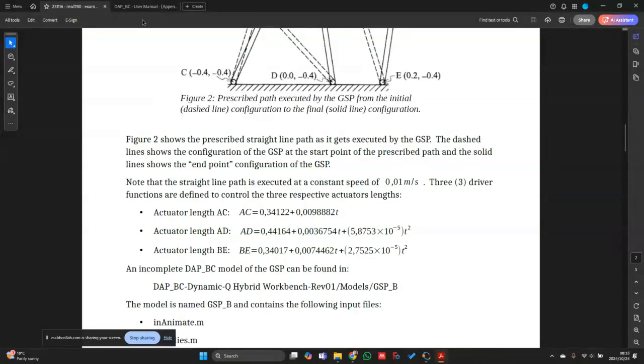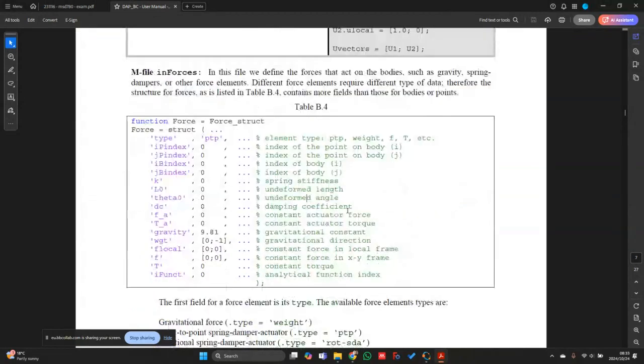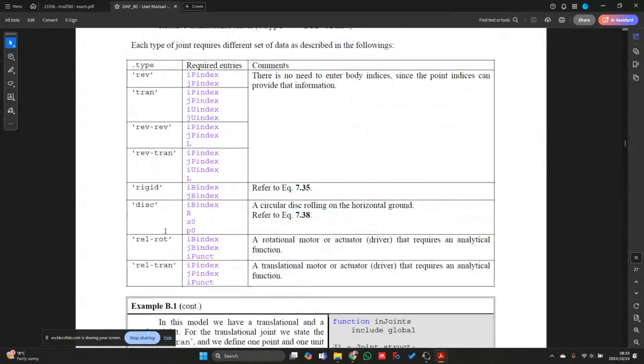Okay, so in this case, just to understand which type of joint I need to use, I can go back down to the in joints part. Okay, so you'll notice over here we have the last two entries is then the driver motors that we can use. We either have this relative rotation driver, in this case it's a rotational motor or actuator that requires an analytical function, or we have the relative translation driver, and this is a translational motor or actuator that requires an analytical function as well.